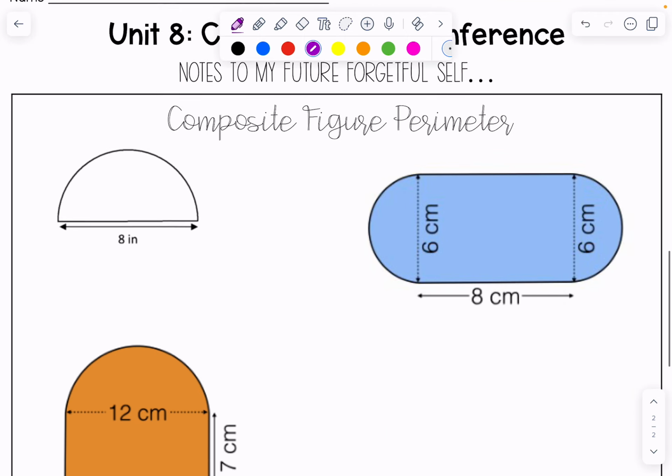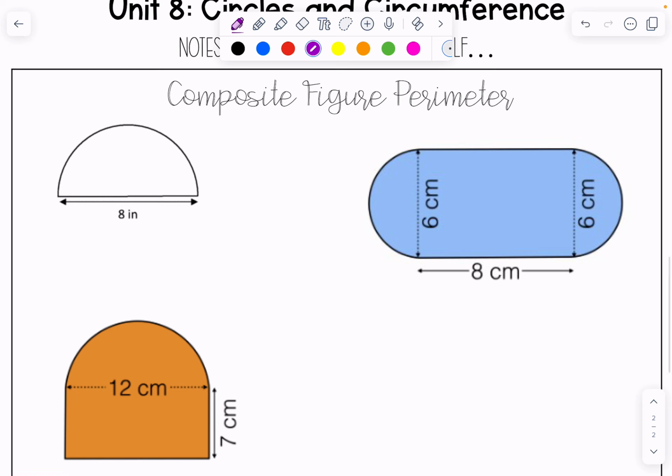So those were just regular circles. Sometimes we're going to have some trickier problems too. These are called composite figures, so made up of maybe more than one figure, or maybe not as straightforward to figure out the circumference. So we're going to start with this half circle. So the half circle is a good little indicator. I'll number these a little bit.